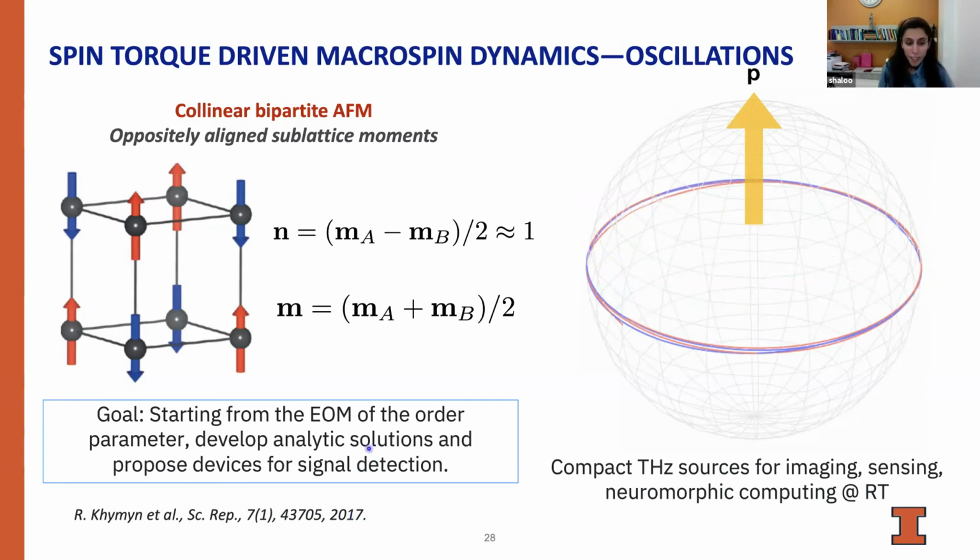What we wanted to do was to have a more systematic understanding of this equation of motion of the order parameter and, importantly, develop analytic solutions and compact models, so that one could use those models and also work with materials to do this material and device optimization, and work with circuit designers to see what kind of devices and circuits might be suitable for signal detection in this particular case.